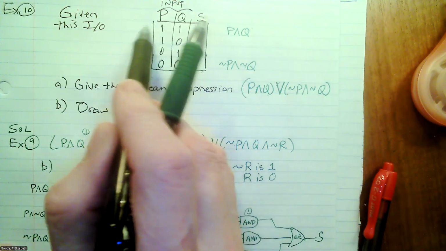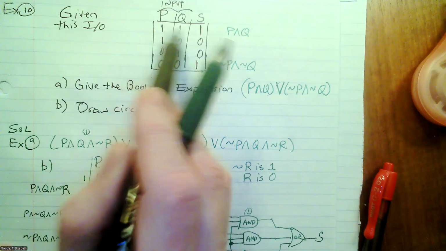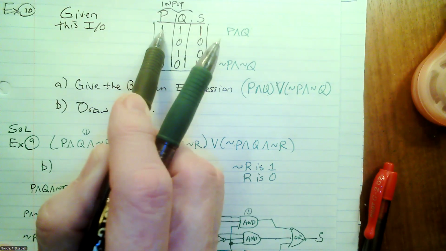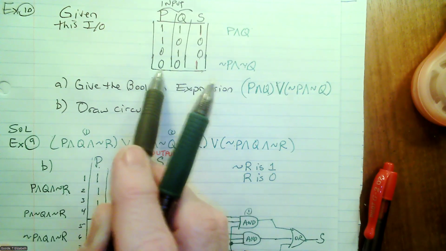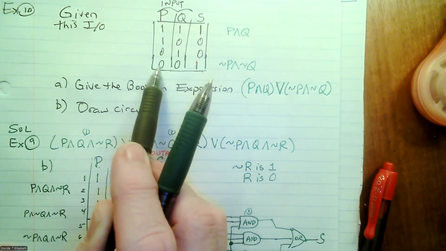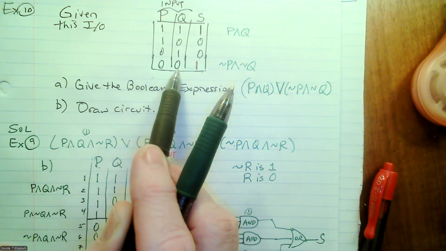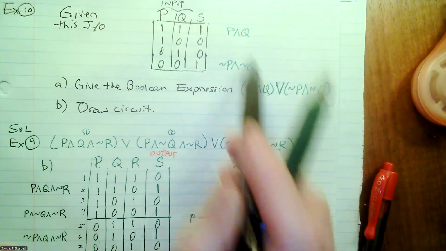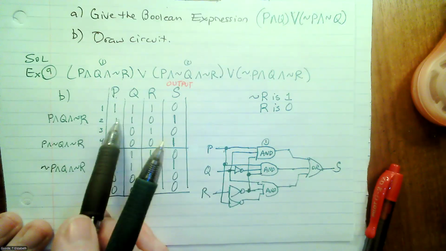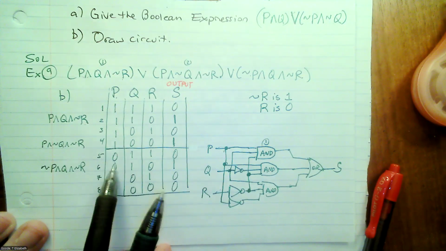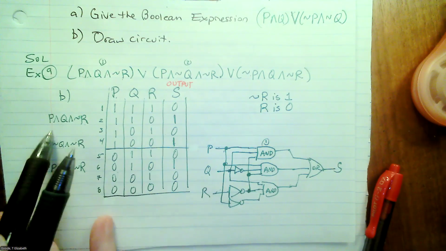And stuff that's happening across a given row is ANDed together. Because look, in row 1, this means P is hot and Q is hot. In row 4, not P is hot, so P is cold and Q is cold. So in the rows, you've got ANDs because all of these inputs are happening simultaneously to build that particular state of that row. I get it. So see what I mean?